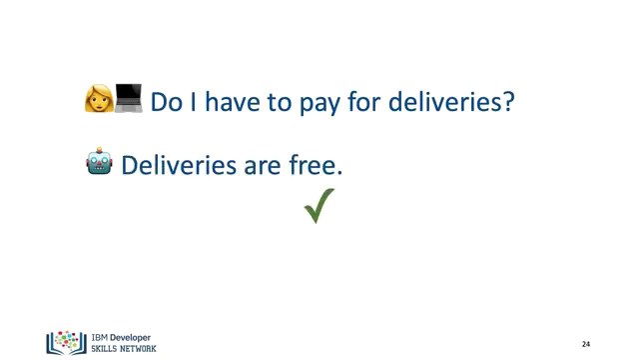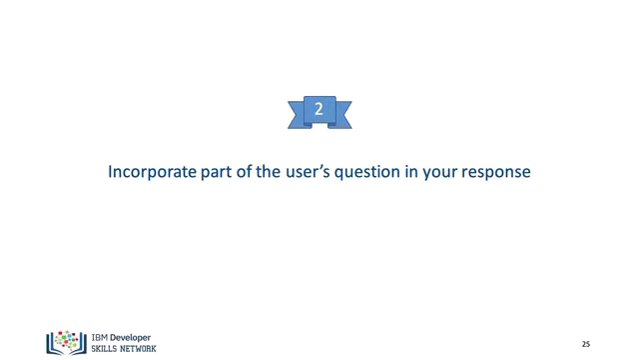A much better answer is one that avoids a straight yes or no. By responding with, "Deliveries are free," for example, we correctly respond to a question expressing a request for delivery pricing information, no matter how it's phrased. Related to this first rule, whenever possible, try to incorporate part of the user's question in your response. The user will feel more understood, and the chatbot will be perceived as more intelligent as a result.